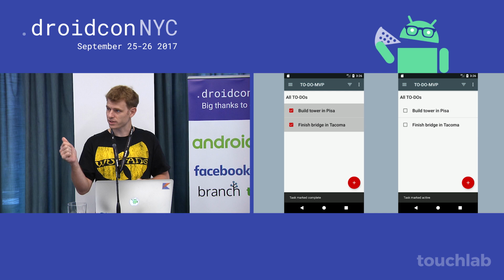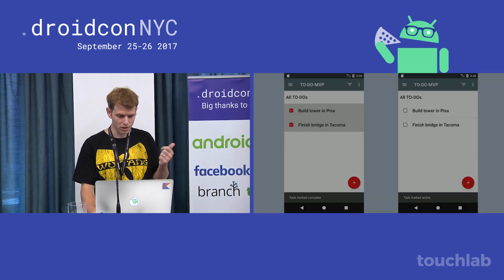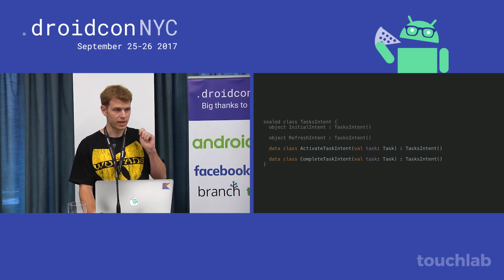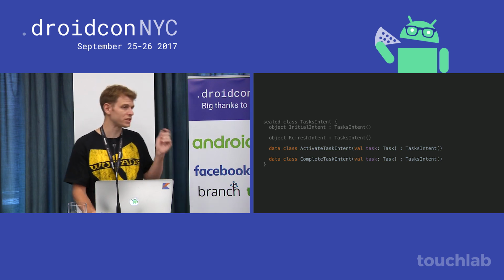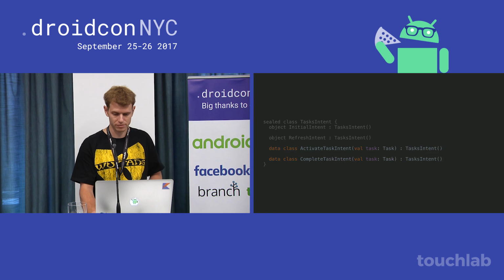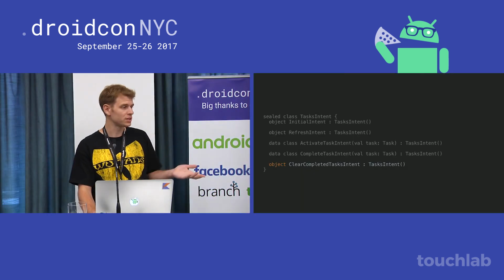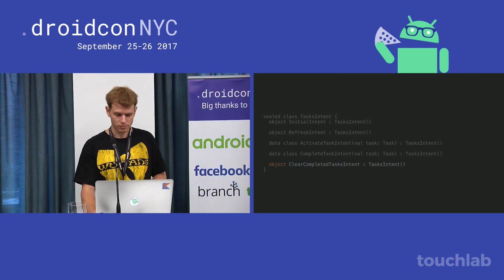Then you can check a task or uncheck it. That will make it complete or active. So we'll take one intent for each. And here we need data. We need to know which task has been checked. So we just pass it to a data class. Then at the top there is the menu clear completed. So we just clear all completed tasks. We don't need any data, so we make it an object.